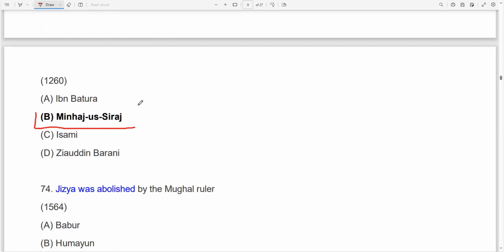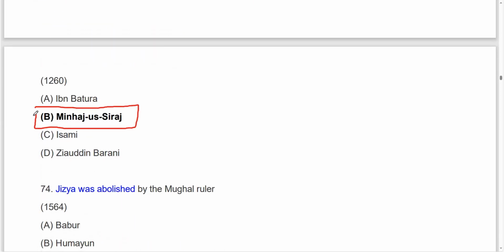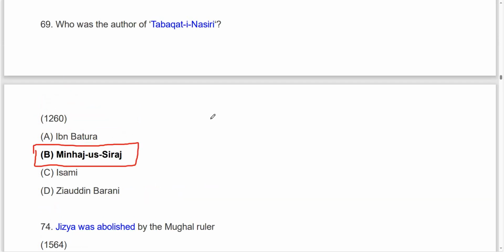Who was the author of Tabaqat-i-Naziri? Minhaj-i-Siraj. Minhaj-i-Siraj is the author of Tabaqat-i-Naziri, written around 1260. Tabaqat-i-Naziri was authored by Minhaj-i-Siraj.